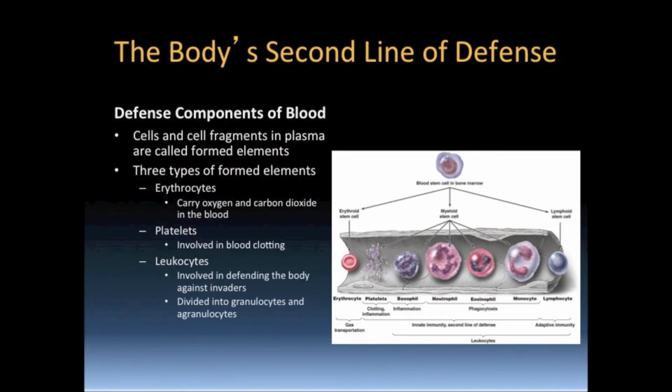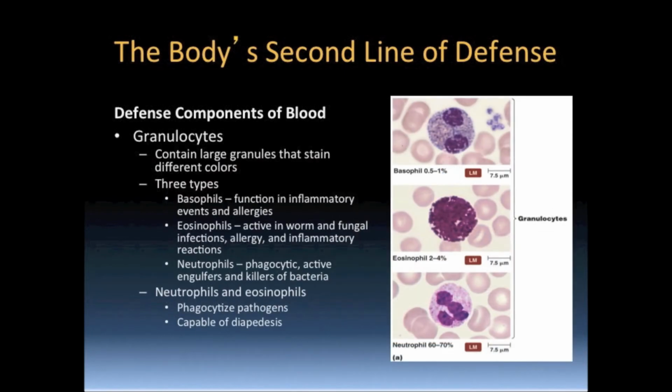Leukocytes, also known as white blood cells, act as defensive cells against pathogens. Leukocytes are divided into two groups based on their appearance when examined with a light microscope. Granulocytes are those which have obvious granules present within their cytoplasm, whereas the cytoplasm of agranulocytes lack visible granules. There are three types of granulocytes: basophils, eosinophils, and neutrophils.